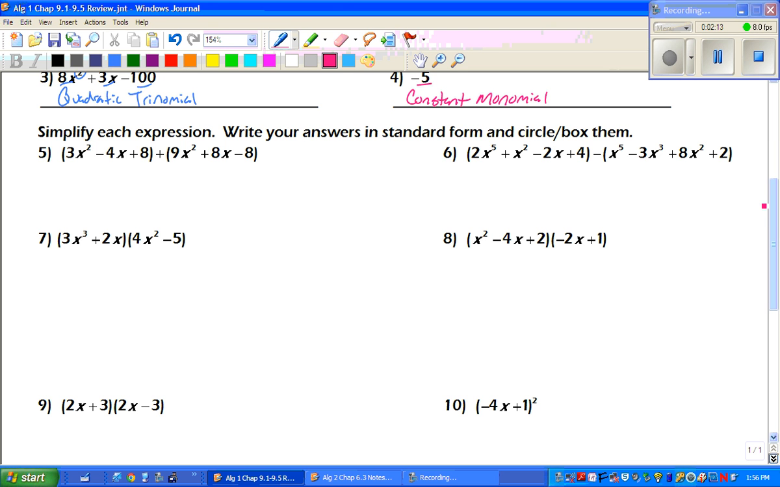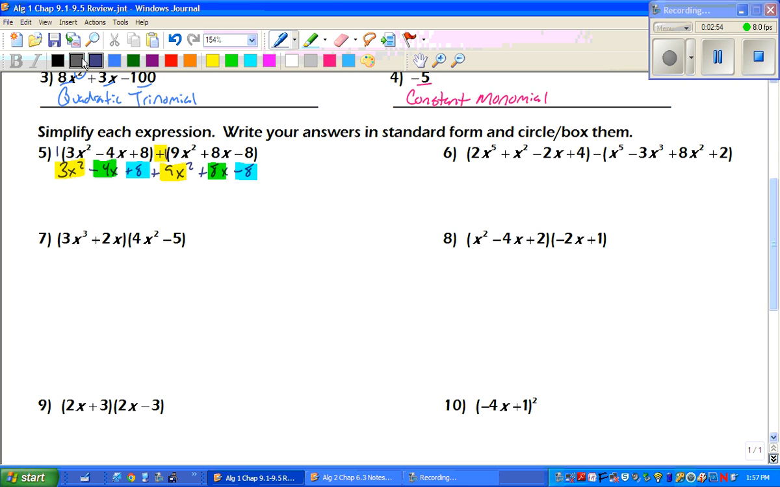Simplify each expression, write your answers in standard form, and circle or put them in a box. Now, it's important to look to see what we're doing. This says to plus. So if we're adding, we have to pretend to distribute a positive 1. And when we do that, everything inside stays the exact same. So now we need to try to find our like terms. Once we find those, now we just combine them.